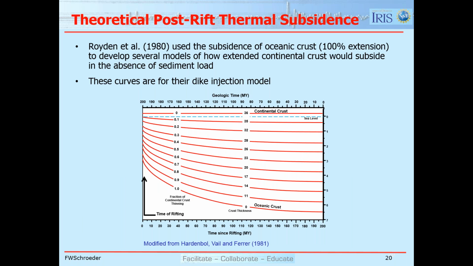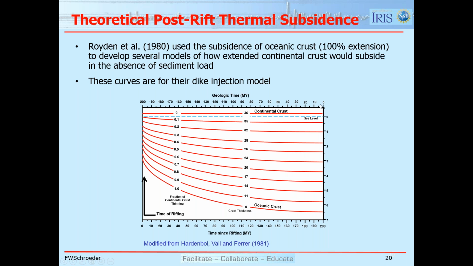Royden and her co-authors in 1980 published a paper that talked about what sort of subsidence we expect in extensional pull-apart basins if there were no sediments deposited on top of that. Their base case is 100% extension, so how the mid-ocean ridges subside. And then they developed, I think there were 3 different models. The one I tend to use is the dike injection model.